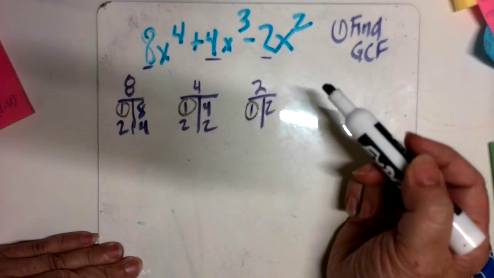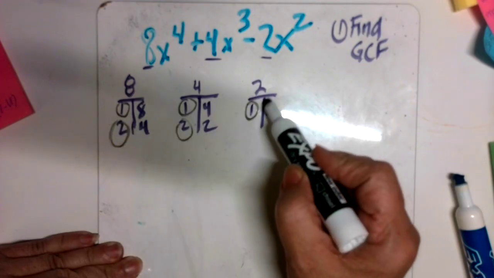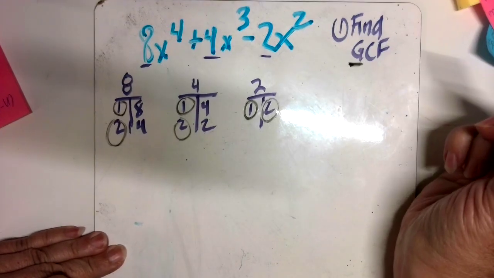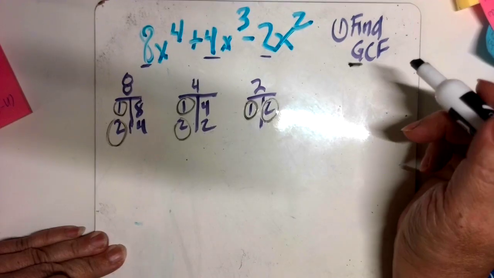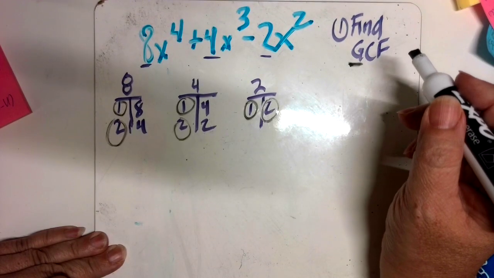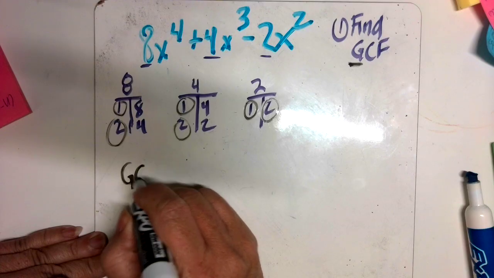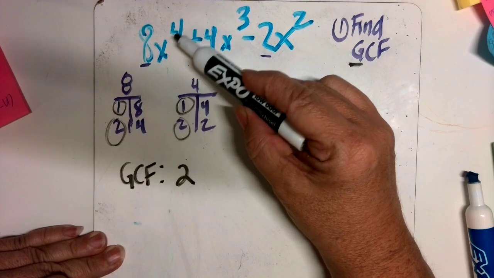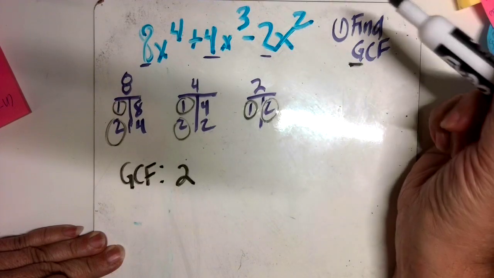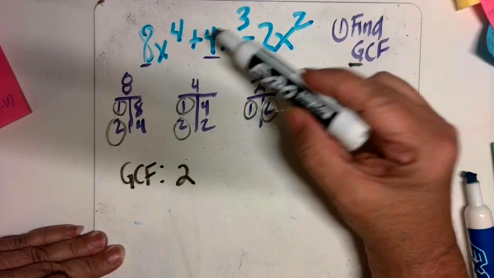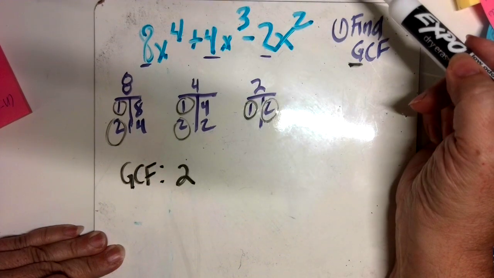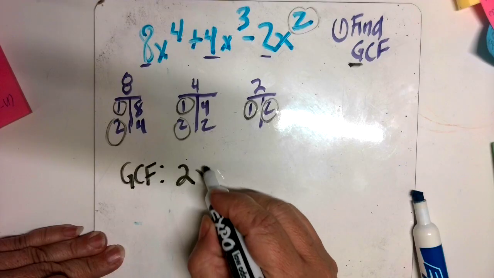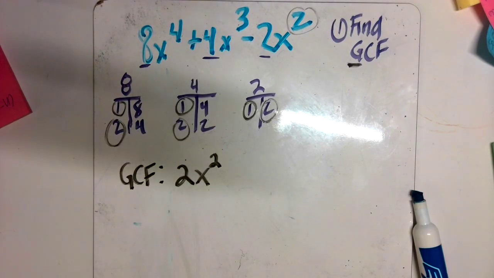But the other factor they all have in common is a 2. So 1 is a common factor, but we want the greatest common factor, so that would be 2. So part of our GCF is 2. But now we have these variables with the exponents. The easiest way to do it is, what exponent is the smallest? Is it 2, 3, or 4? 2 is the smallest, so that is the greatest common factor for the variables.